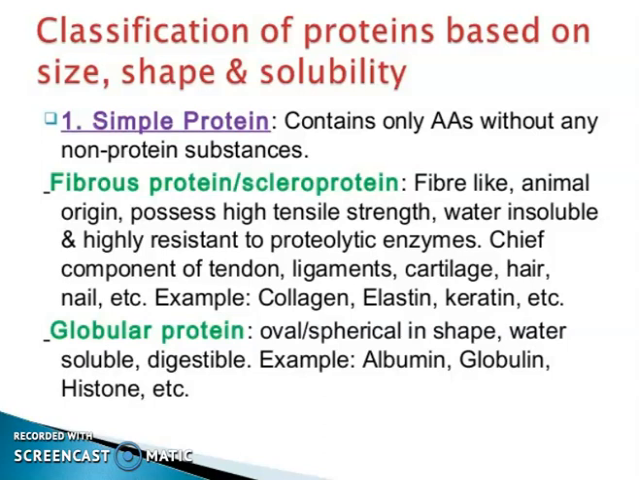Globular protein: oval, spherical in shape, water soluble, digestible. Example: albumin, globulin, histone.